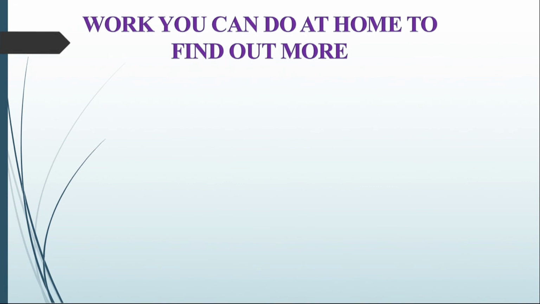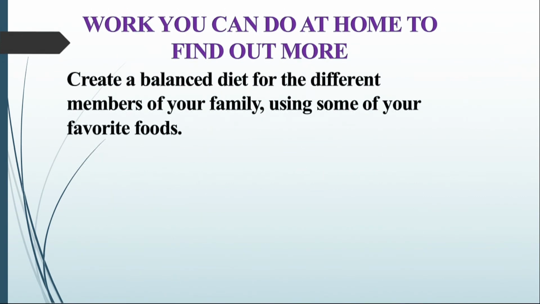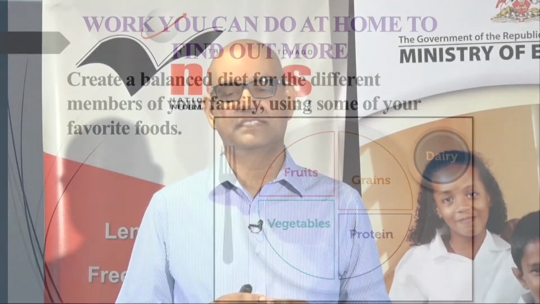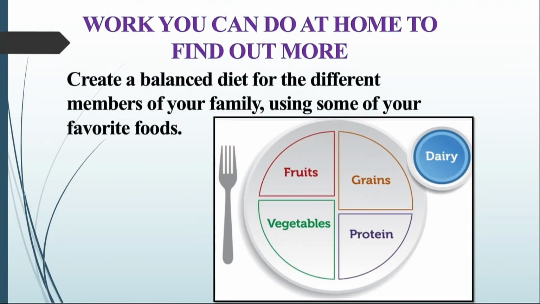Here's some of the work you can do at home to find out more. Create a balanced diet for the different members of your family using some of your favorite foods. So plan this diet with vegetables, fruits, grains, proteins, and dairy. And remember, a balanced diet has all the different nutrients contained in food in the right proportions. Not too much or not too little. So you can actually plan out this diet for 1 week and get your parents to help you prepare this diet.